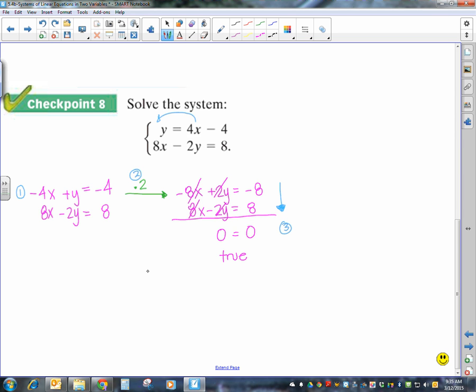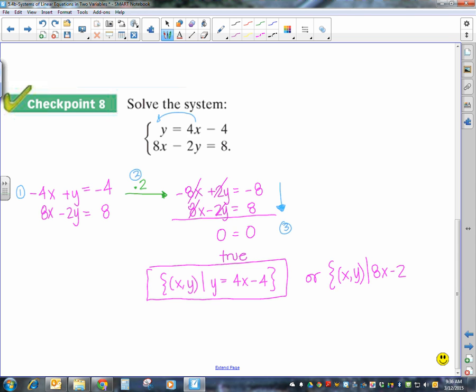Yes, it has infinitely many solutions, but those solutions are all ordered pairs x and y such that y equals 4x minus 4. Okay, that's how you write it. Any numbers x and y that make that equation true. Of course, it does not matter which equation you use. So I could also say ordered pairs x, y such that 8x minus 2y equals 8. So either one of these is an acceptable answer, and you only have to write the answer like that when you come down to a true statement.